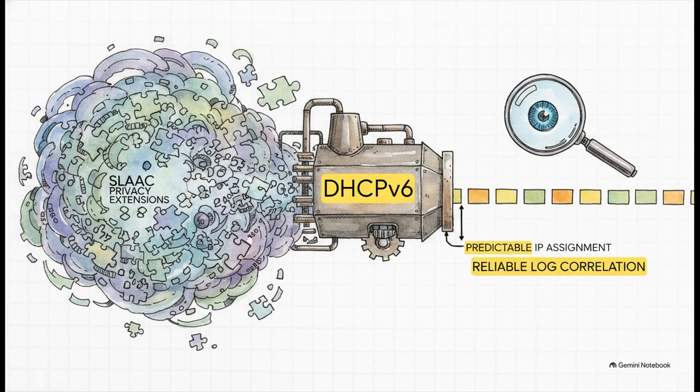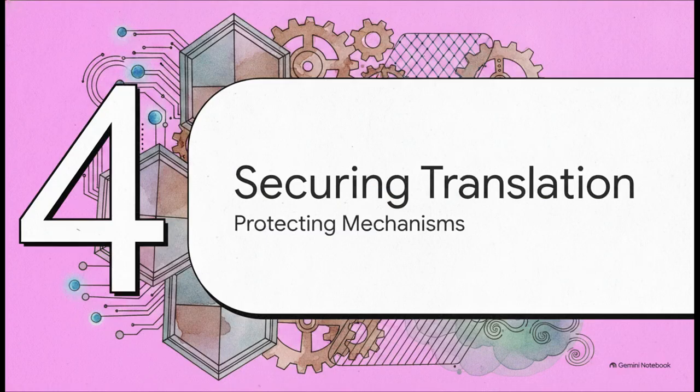Fortunately, our source material outlines a really concrete mitigation strategy for this headache. For managed enterprise environments that absolutely demand strict auditing controls, the solution is simple. Deploy DHCPv6 for stateful address assignment. By doing this, you essentially override the chaos of SLAAC privacy extensions. You get your address predictability back, which means your Security Operations Center can actually do reliable, accurate log correlation again. Next up, Section 4, Securing Translation Mechanisms.